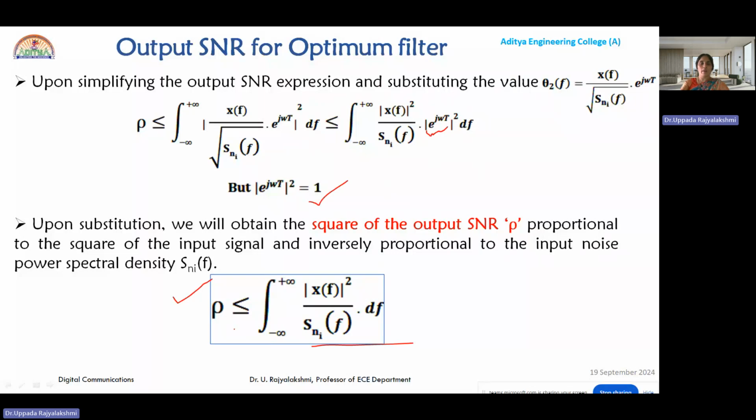This is rho, and the maximum will be equal to this term, that is the integral from minus infinity to plus infinity of X of f square by SNI of f df. So this is the output SNR expression for the optimum filter.